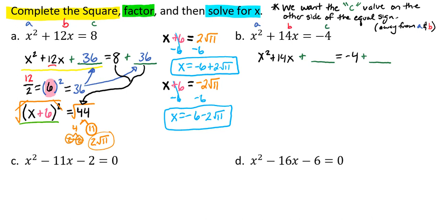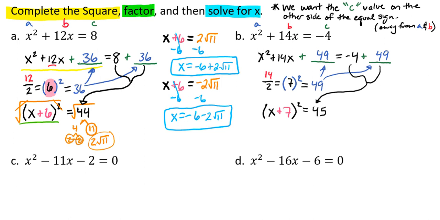You should have begun by setting it up as x squared plus 14x plus leave a space equals negative 4 plus leave a space. Then taking that 14 and dividing it by 2 to get a 7. Squared, the 7 to get a 49, which you then put into the two leave a spaces. Then we're going to write it in factored form.